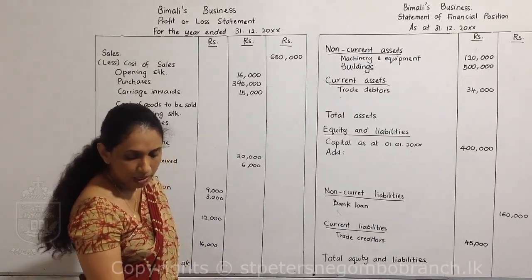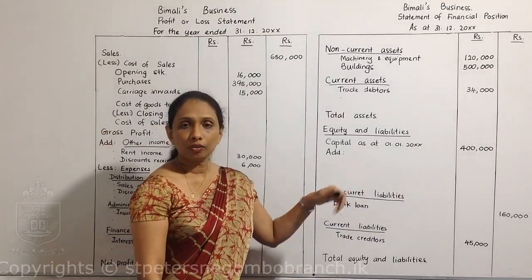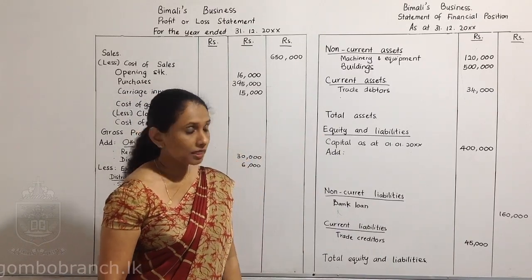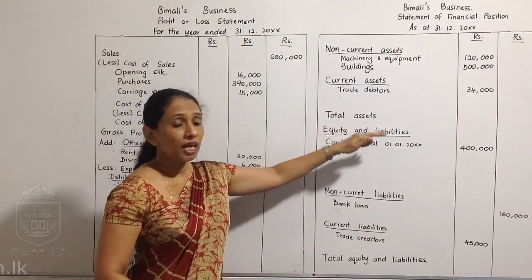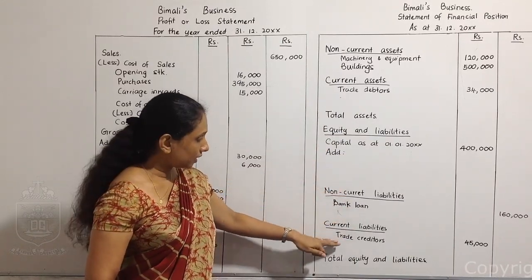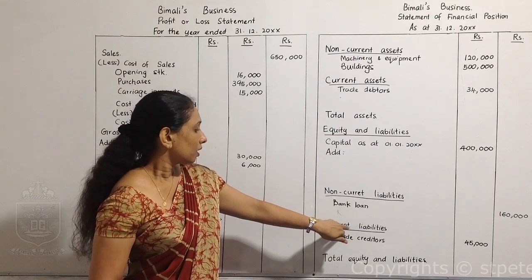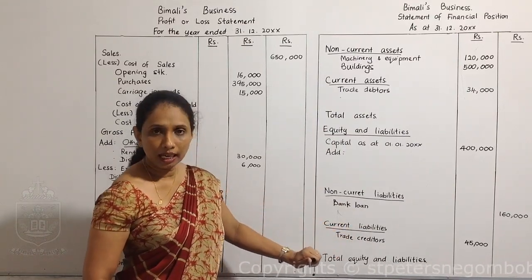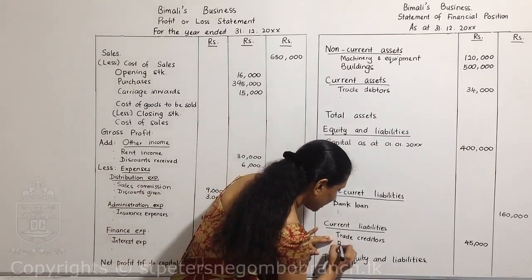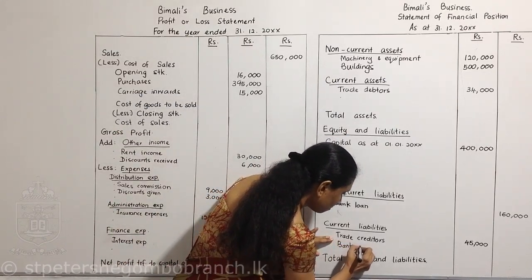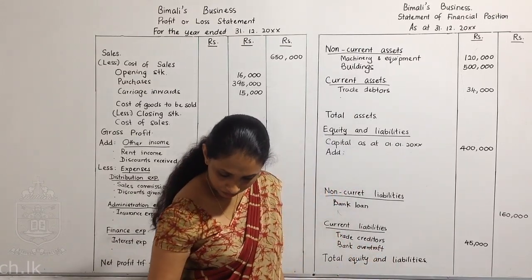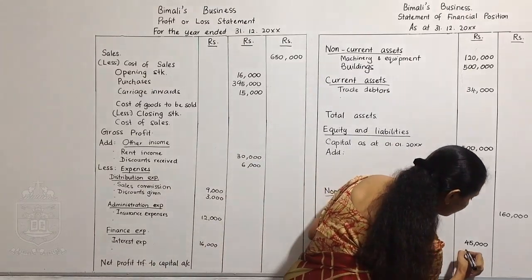Then the next line item is bank overdraft. So bank overdraft is a current liability which will go to the statement of financial position. So I'll go to that statement, and under the equity and liabilities section, the last category will be the current liabilities. So I'll go to that particular section and put the bank overdraft here. It's 20,000.